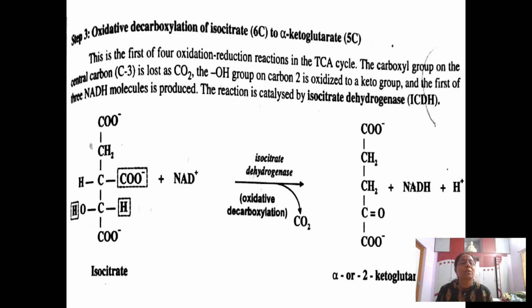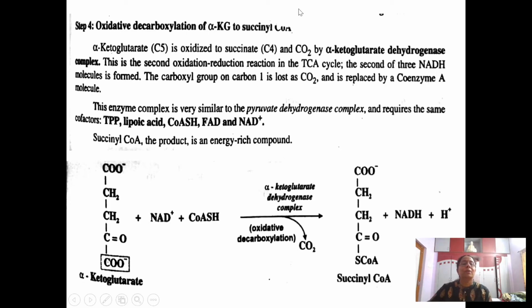Now, we will go to step 4. In the 4th step, this alpha ketoglutarate is converted into succinyl-CoA. Alpha ketoglutarate is converted into what? Succinyl-CoA. This is your alpha-KG, which we got in the previous step. In the presence of NAD plus and coenzyme A, you have this enzyme complex which is very similar to the pyruvate dehydrogenase complex and requires the cofactors TPP, lipoic acid, coenzyme A, FAD and NAD plus. Okay. The product produced is succinyl-CoA.